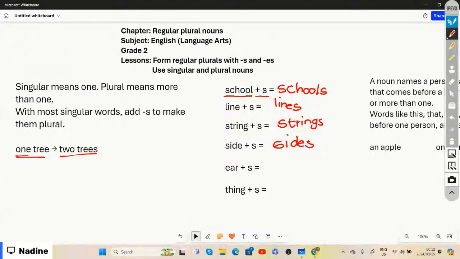Ear. I have one ear. Not me specifically, but we have one ear. Let's say the left ear is one ear, but if we add the right ear, then how many ears do we have?